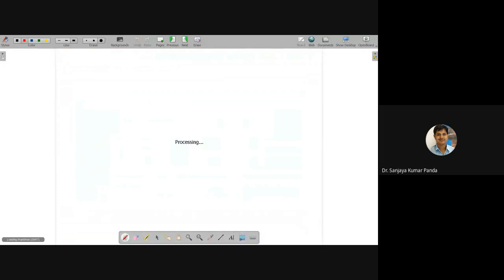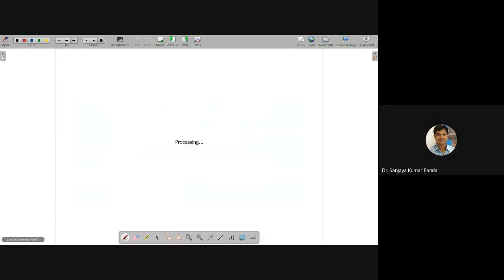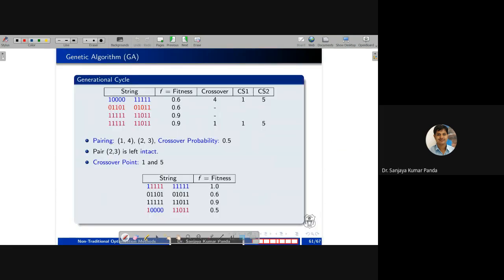Now, once that is done, you have to do crossover. If there are 4 individuals, you can do at minimum 2 crossovers. So see how many crossovers we are doing. Here we are doing the crossover with the 1st and 4th individuals. I'll make the crossover at points 1 and 5. That means it is a 2-point crossover. This is point 1, this is point 5. So if you do the crossover, you will get this crossover value.